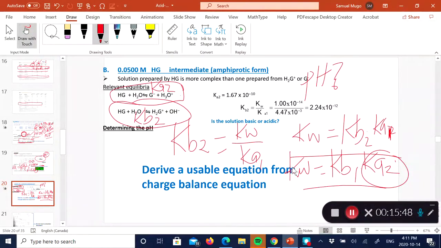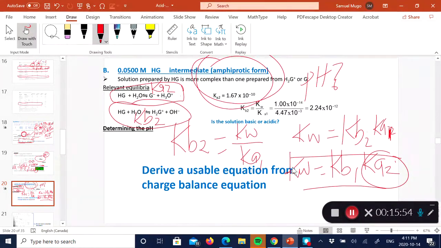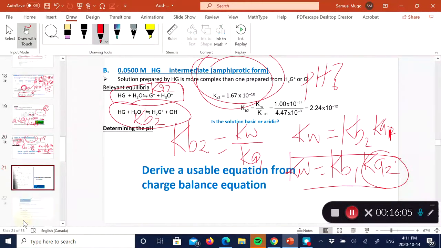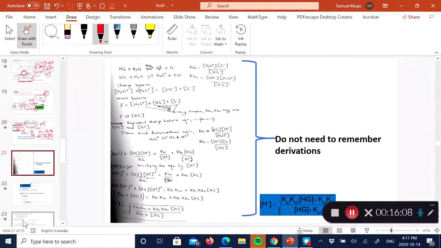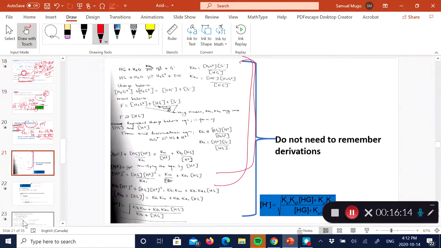Okay. So the key thing is the following. Take note of this. This is an amphiprotic species. So how do you determine the pH of an amphiprotic species? You derive an equation based on the charge balance, okay? And it can look fairly ugly, and I won't take you through all the derivations. In fact, I don't expect you to really know all these derivations, although you can take a look at it just for your understanding.